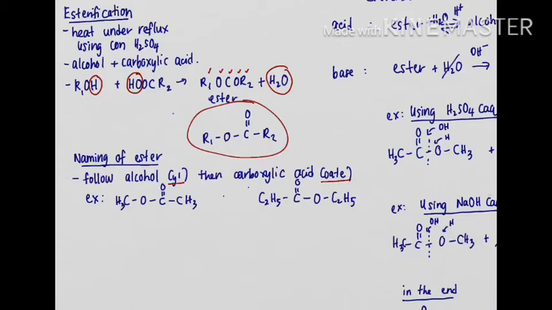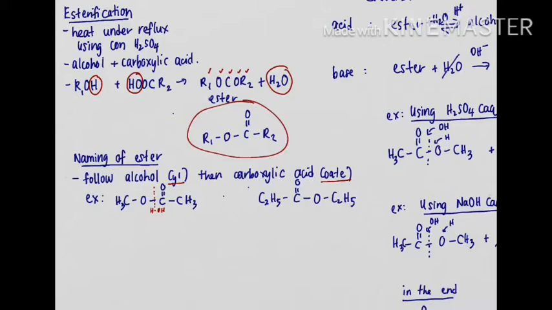So if we look at an example, first of all we need to look at the carbon bonded to oxygen with the single bond. That is the bond that is going to be broken. The H is coming from there, so this is going to be the alcohol. And the carbon that contains the double bond O, the OH is coming from there, that is going to be your carboxylic acid.